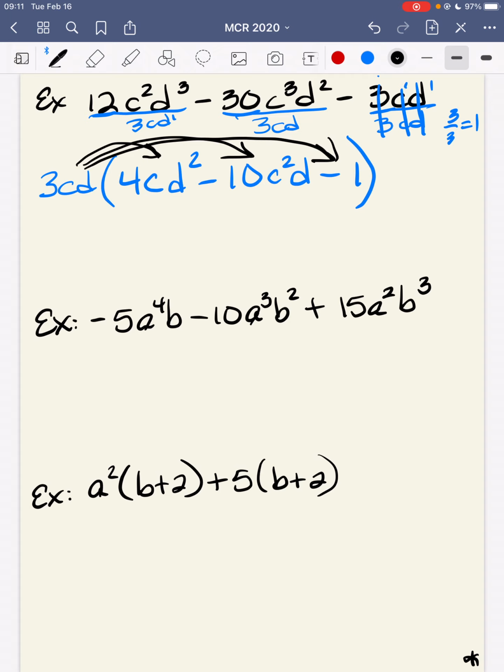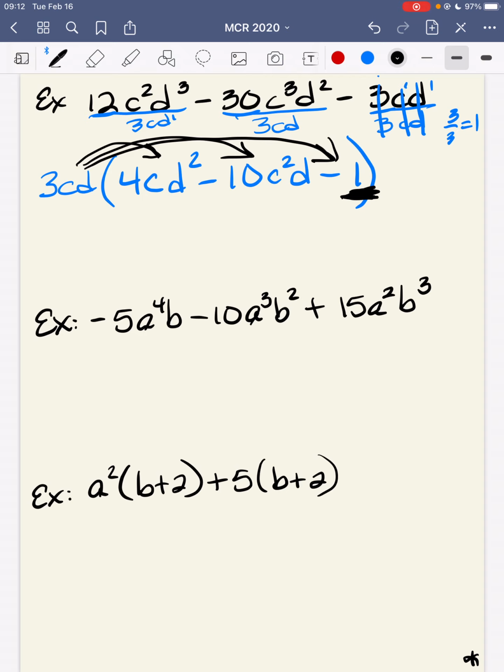Okay? So remember, this 1 is really important. You've got to make sure that you have it. So if everything simplifies, make sure that there's a 1 there. You need to have the same number of terms as you started off with. All right? Now sometimes you have to pull out a negative number.